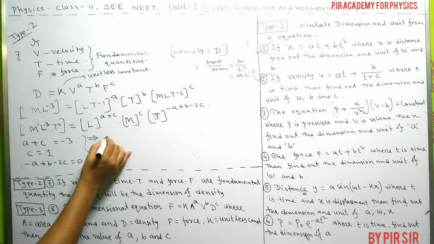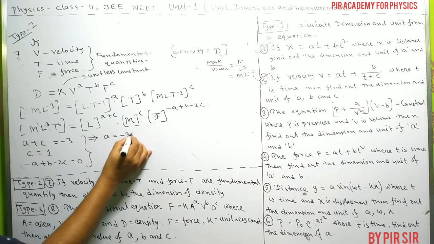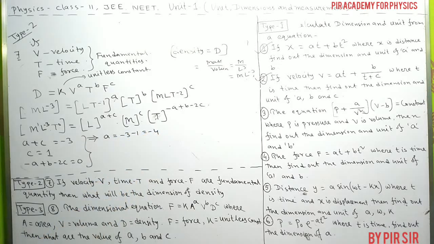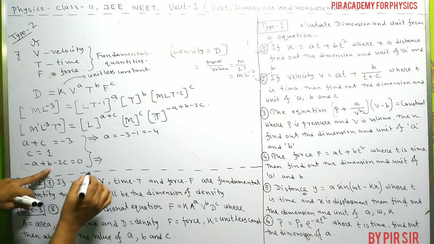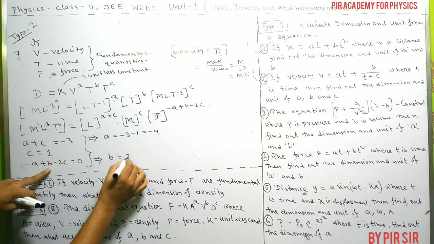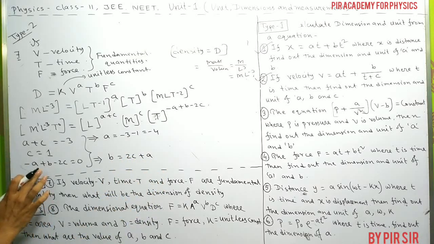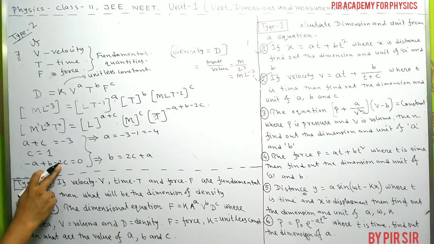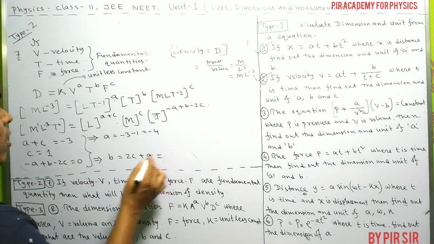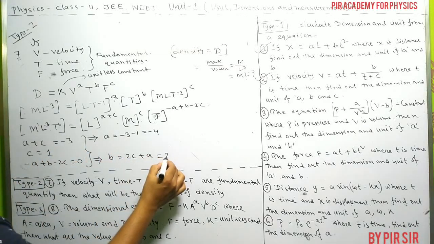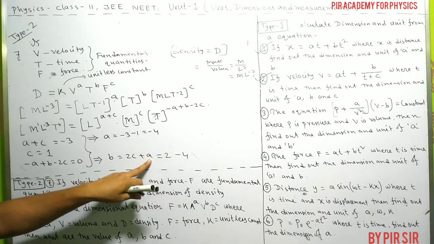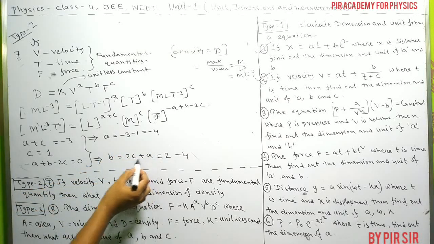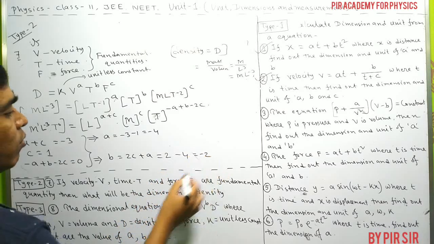This implies that A equals minus 3 minus 1, which equals minus 4. From the third equation you can calculate the value of B. B equals 2C plus A. What is the value of C? C is 1 and A is minus 4, that means 2 minus 4 equals minus 2.